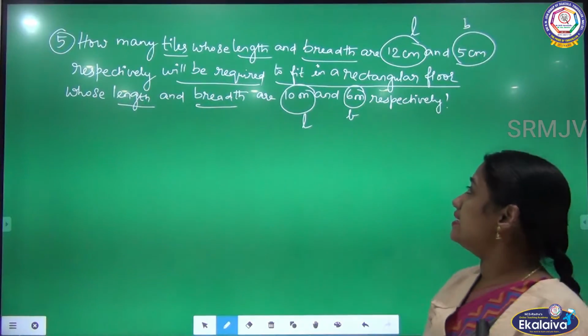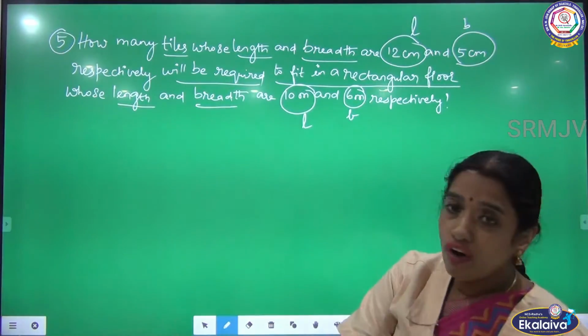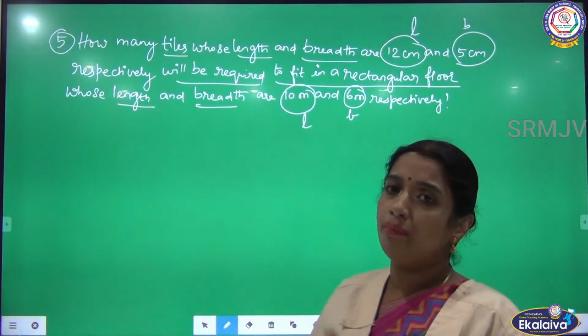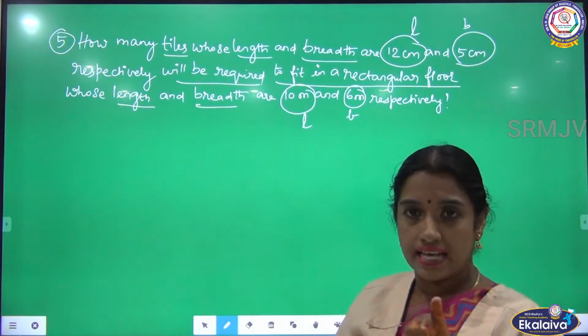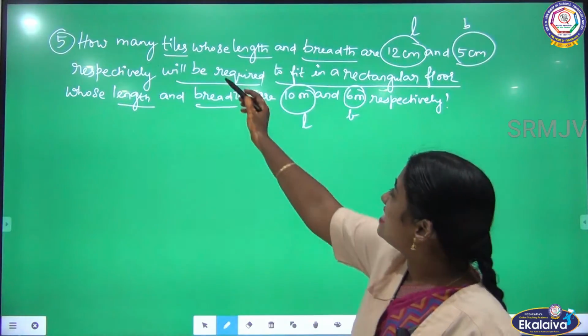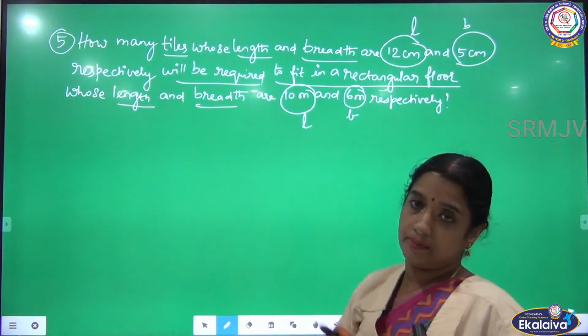They are given that floor length as well as the floor breadth they are given. As well, they are given the tiles' length and breadth.